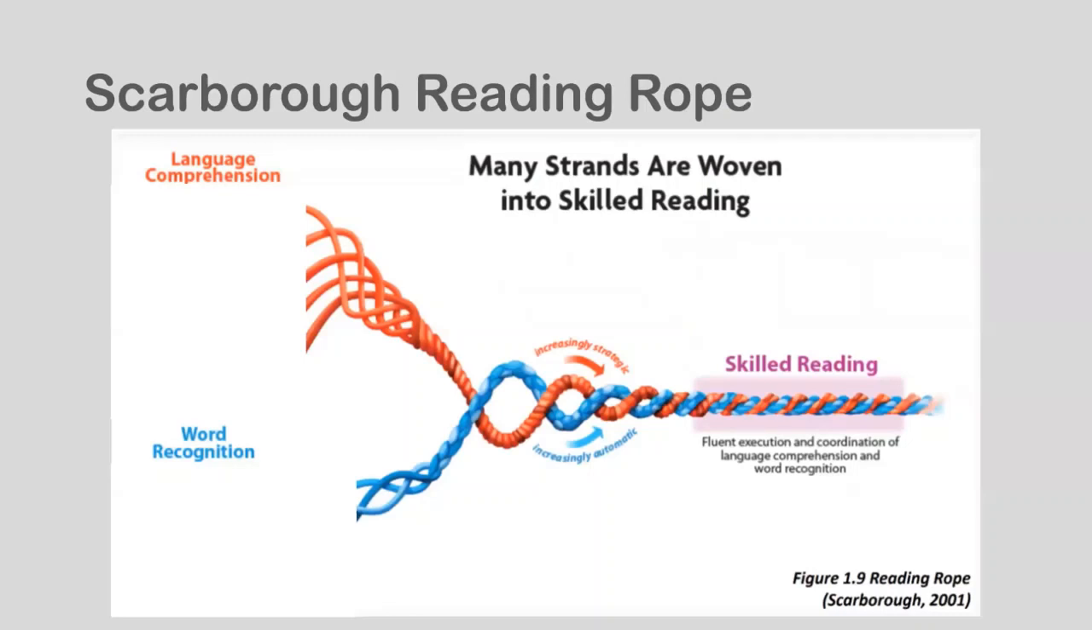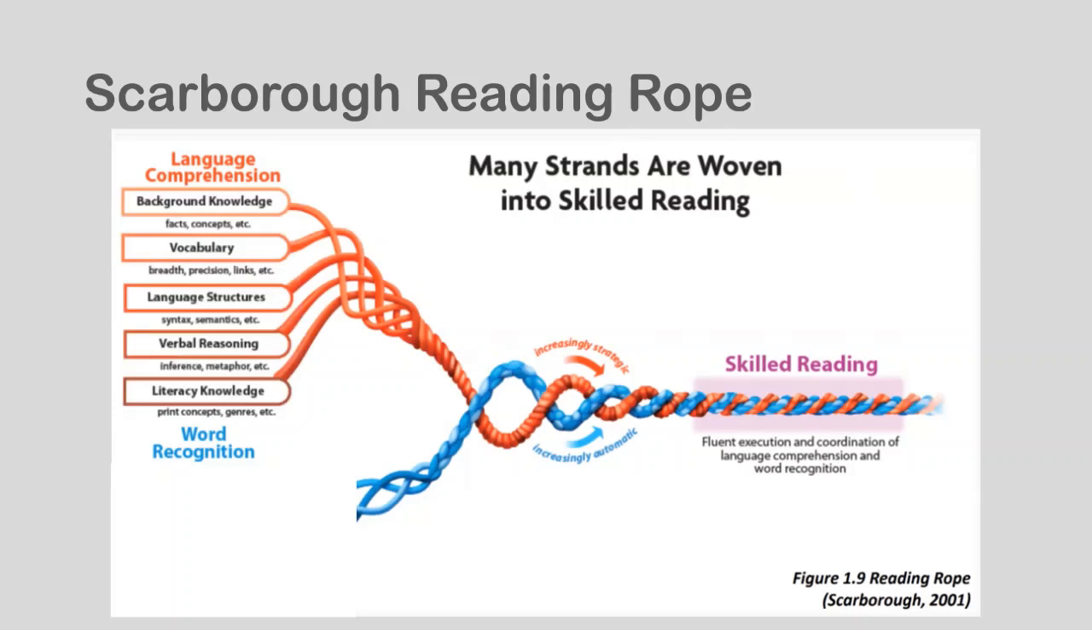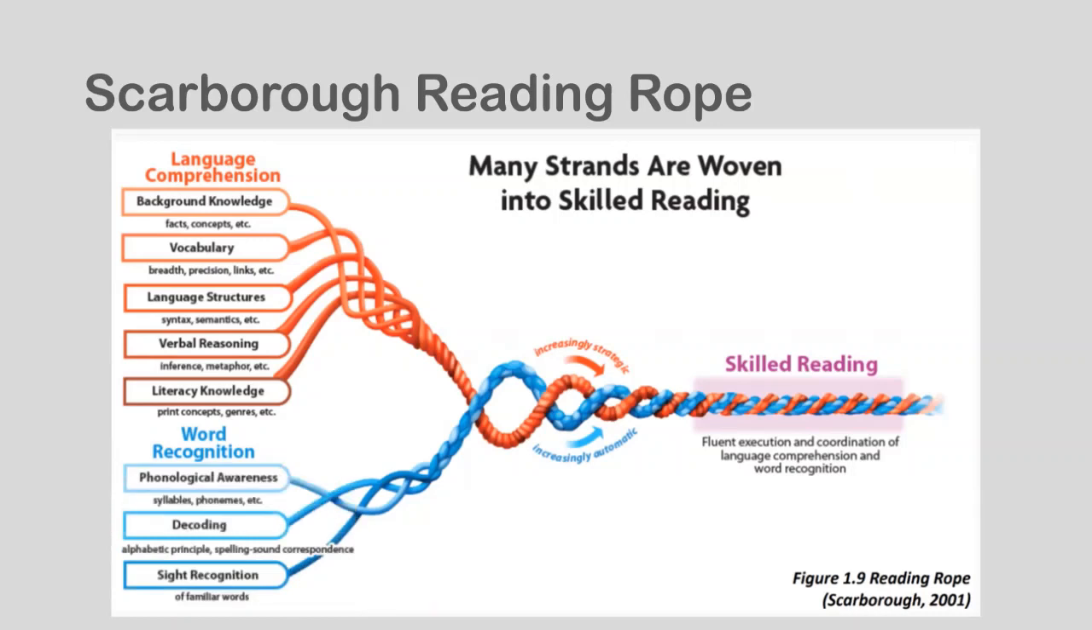A more detailed diagram that also shows this is the Scarborough reading rope. You can see on the Scarborough reading rope that we've got the two main strands of language comprehension and word recognition that I showed you. But this diagram turns each of those strands into many different sub-strands which all need to be taught explicitly. You can see the ones there in language comprehension, which are not the focus of this video, and the ones here in word recognition, which are the focus of this video.